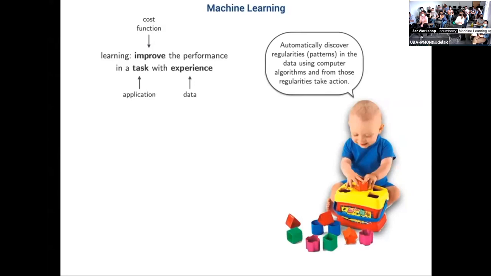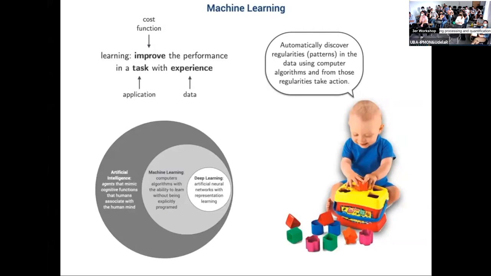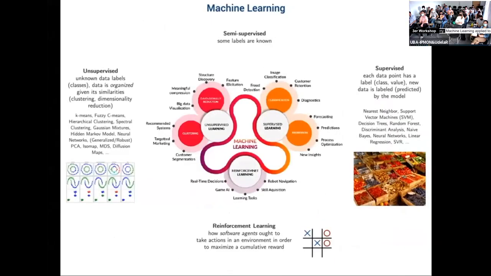Following this idea, the definition of machine learning, also known as pattern recognition, is to automatically discover regularities in the data using computer algorithms, and from those regularities, take some action. Machine learning is a big field of fundamentals and methods. In the last 10 years, one particular class of algorithms are getting special attention and reaching the state of the art in many applications. These are the deep learning methods, which are based on artificial neural networks. An artificial neuron is a mathematical approximation or model to the natural neuron and its way of processing the electrical signals. The spectrum of machine learning methods is organized in these groups.